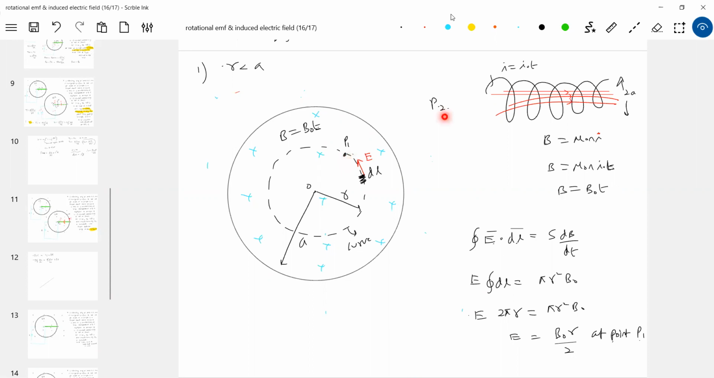Now, similarly at point P2, will there be any induced electric field outside the solenoid? I'll keep a charge here, and I'll see that here also it will experience a force. This shows that though the magnetic field outside the solenoid is zero, a charge kept here will still experience a force. This shows that there is an induced electric field present outside the solenoid also. How to calculate that? Again, the method is the same. I'll draw a bigger circle in this diagram.